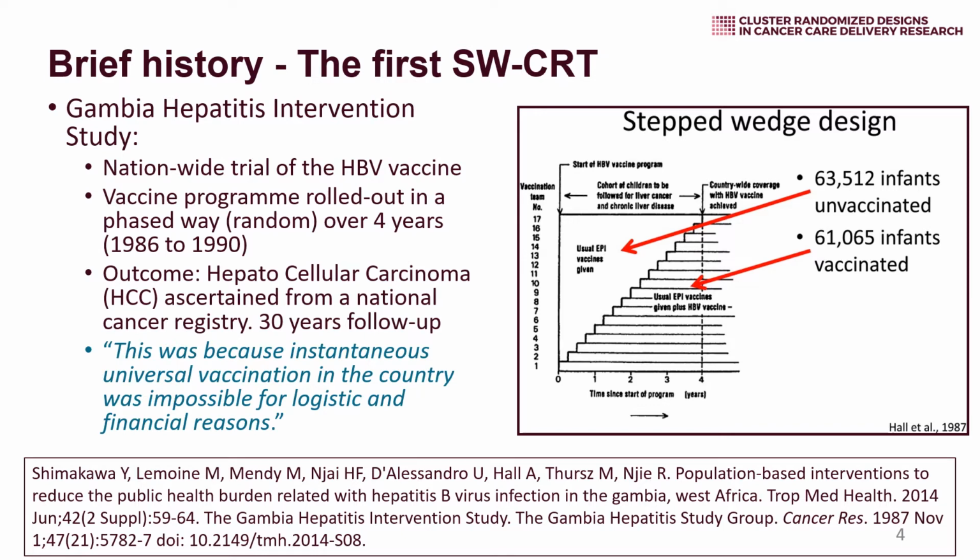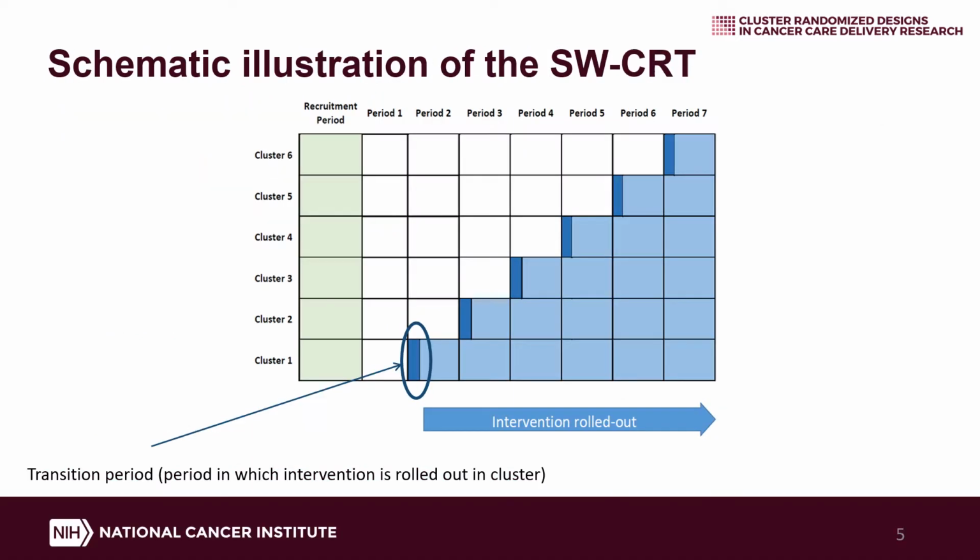The study still hasn't reported yet, interestingly, and the reason why the investigators adopted this study design, they say, was because the instantaneous and universal vaccination in the country was impossible for logistic and financial reasons. And throughout this session and the next few sessions, we're going to come back and address whether this justification for the choice of using a stepped wedge design is appropriate and justifiable. So we're going to critically appraise that justification.